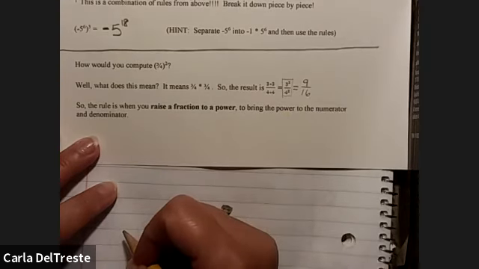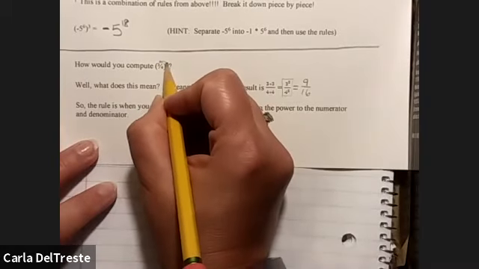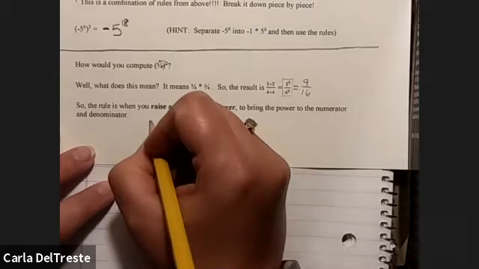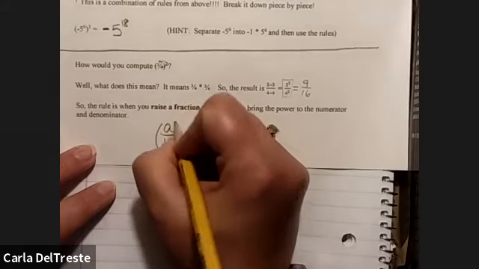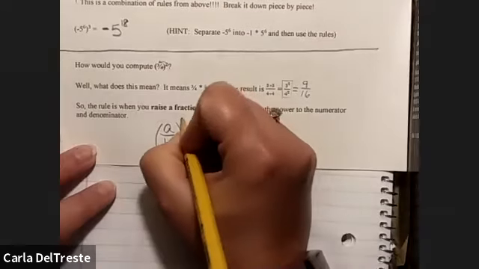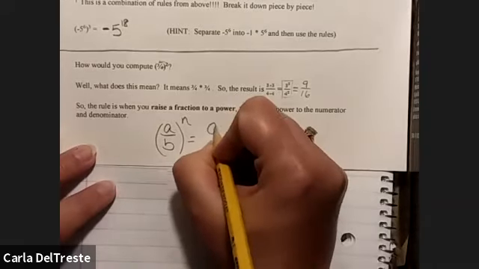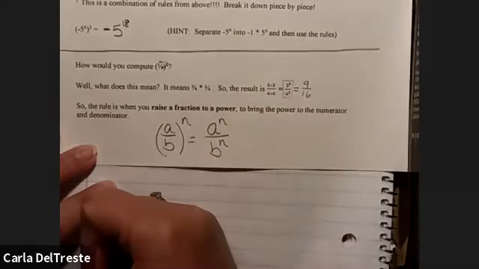So what really happened to the exponent? The exponent went to the numerator and it went to the denominator. And so what really happens is if I have a fraction and I raise it to a power, that power is going to go to the top and it's going to go to the bottom.